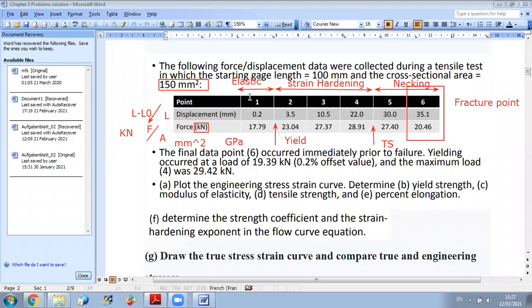After I find all values for all points, I can also add to these points the point 0, 0, okay, because I know that for a force of 0, the displacement is 0. So I can add this point to my curve and I can draw it. So let us see how they did it.